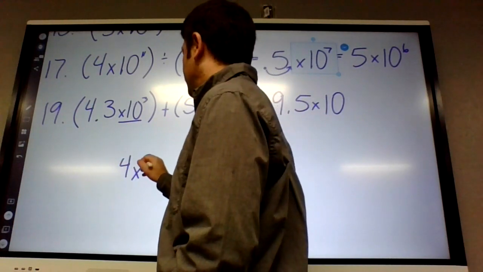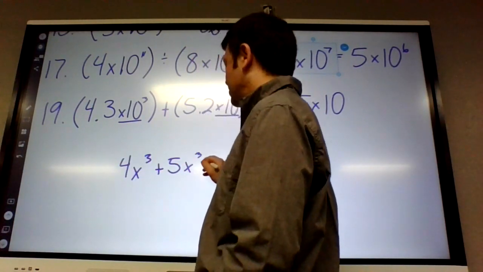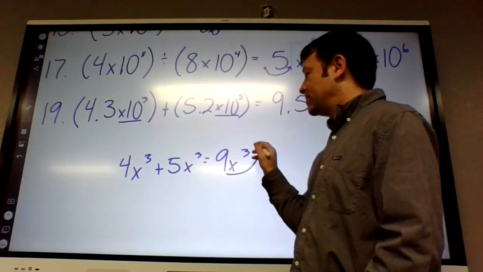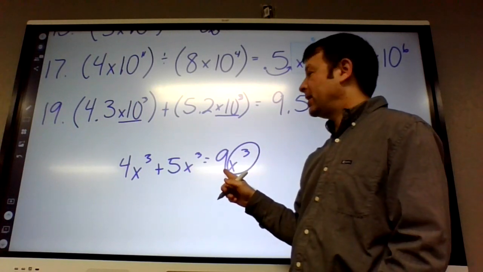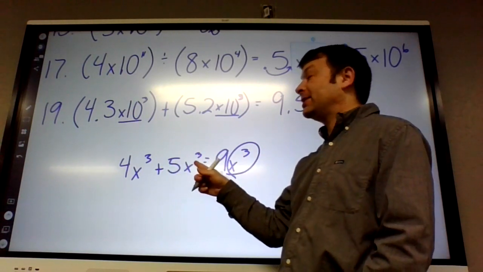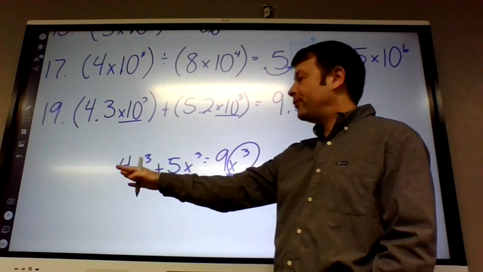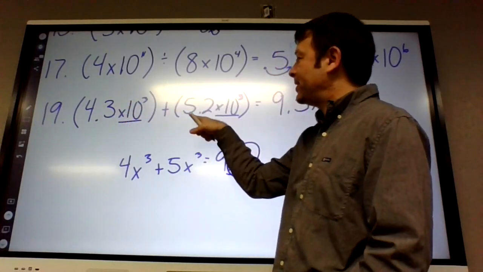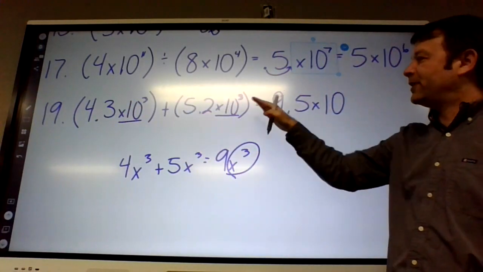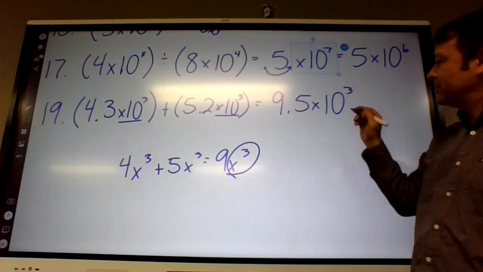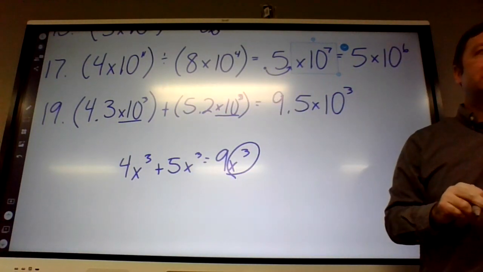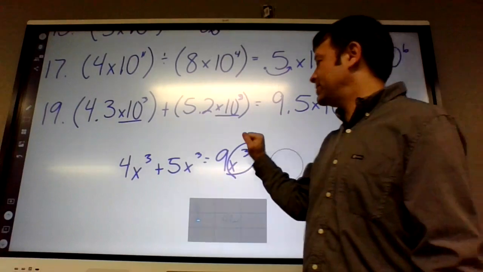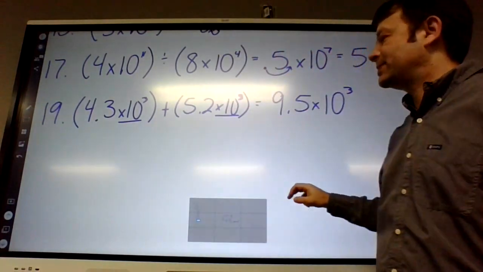Okay, pop quiz. What's this equal? 9x to the third. So this didn't change. x to the third times x to the third would be x to the sixth, but we didn't multiply, did we? We have 4 of these plus 5 of these equals 9 of these, the same thing. So same thing up here, 4.3 of these plus 5.2 of these equals 9.5 of these, 10 to the third. So the exponent did not change. Is it in scientific notation? Yes. So we don't have to fix that one.